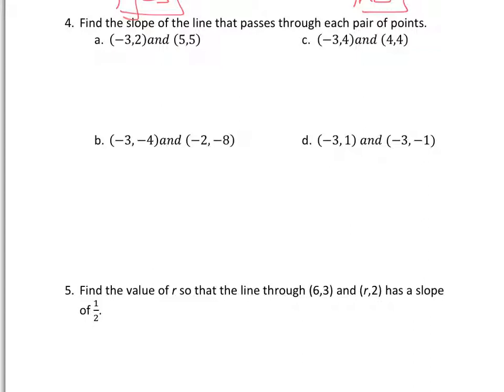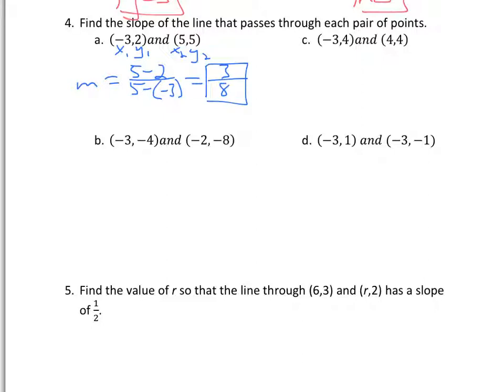Now to find the slope of lines that pass through points, we have to use our slope equation. Okay, so the equation, remember, is m equals y2 minus y1 over x2 minus x1. So I label my points, or at least for the first couple times until you can see it for yourself without trying to write it out. Alright, so m equals y2, 5, minus y1, 2, over x2 is 5, minus x1, which is negative 3. Okay, so we have 5 minus 2 is 3, and 5 minus negative 3 is the same as 5 plus 3, which is 8. So the answer is 3/8.